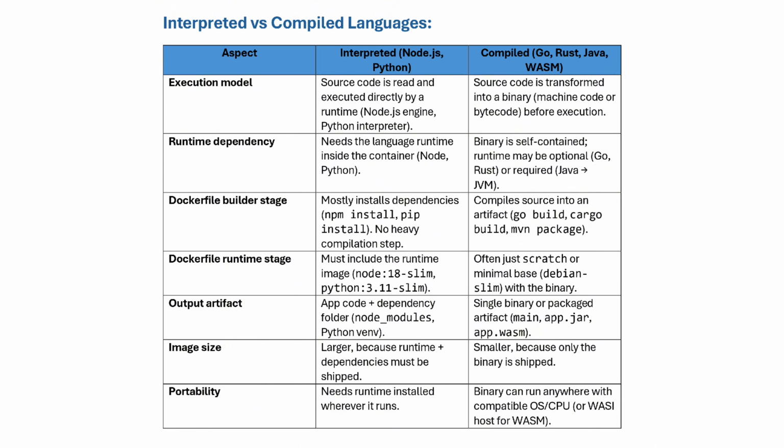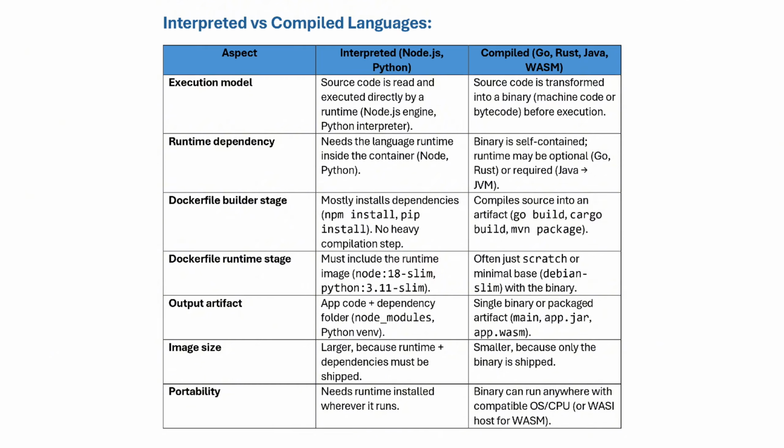For example, if you want to run a Node.js application, your system or your runtime environment must also understand Node.js as a language. If it is Python, it would be the same. Your runtime environment must understand Python. Whereas in compiled languages, it is not like that.